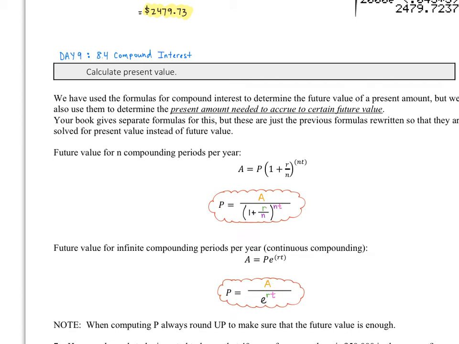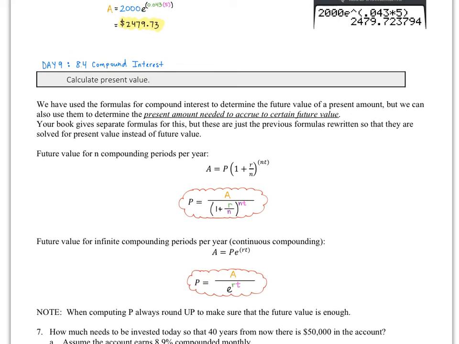So first, we've used the formula for compound interest to determine the future value of a present amount, but we can also use it to determine the present amount needed to accrue to a certain future value. The book gives you separate formulas, but we can just manipulate the formula that we already know. For future value, compounding n periods per year, we have P times (1 plus R over N) to the NT. To solve for the present value P, we just divide both sides by (1 plus R over N) to the NT. So we have our formula here.